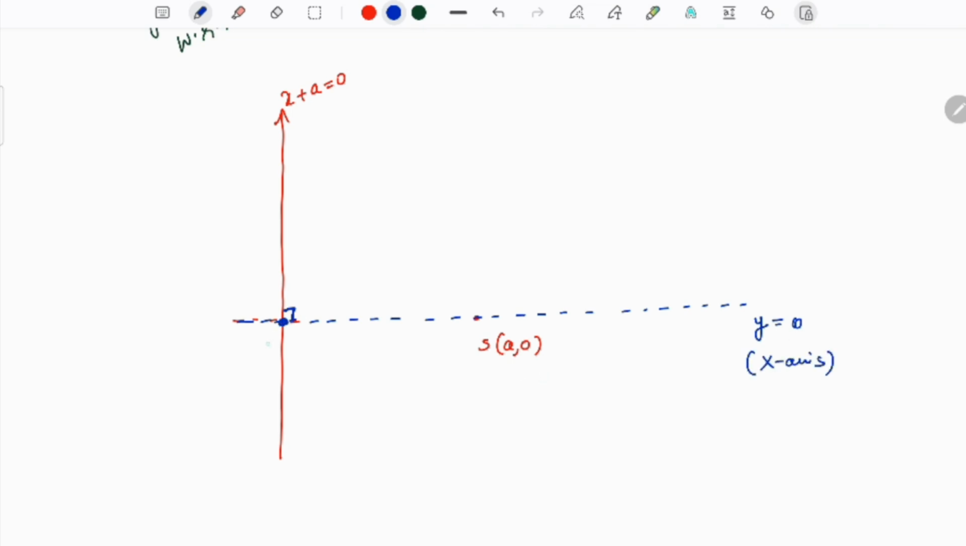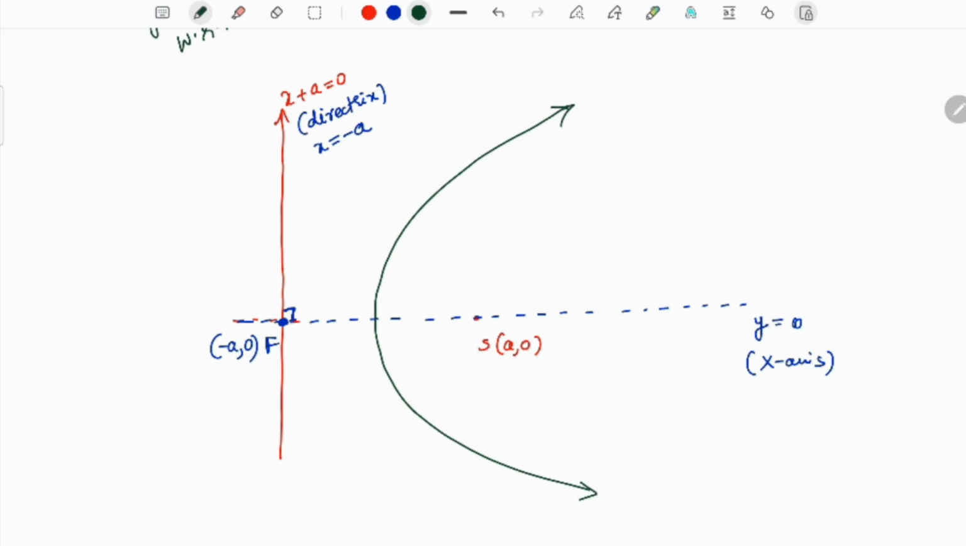Where this axis is intersecting directrix, that is foot of the directrix. Foot of the directrix coordinates should satisfy directrix equation. That means x coordinate is minus a. It should satisfy axis equation also. That means its y coordinate must be 0. We have parabola like this. So where line of axis or line of symmetry is intersected by the parabola, that is vertex. Vertex to focus distance, vertex to foot of directrix distance will be same.